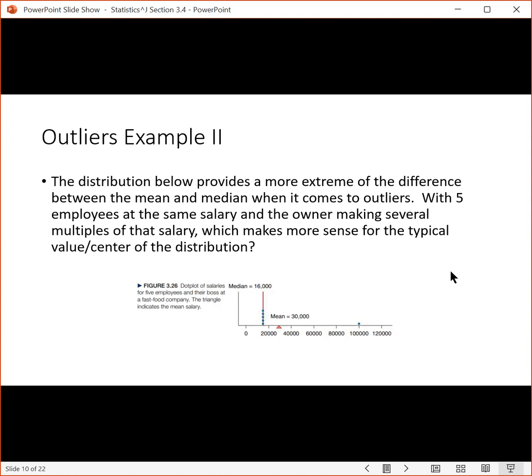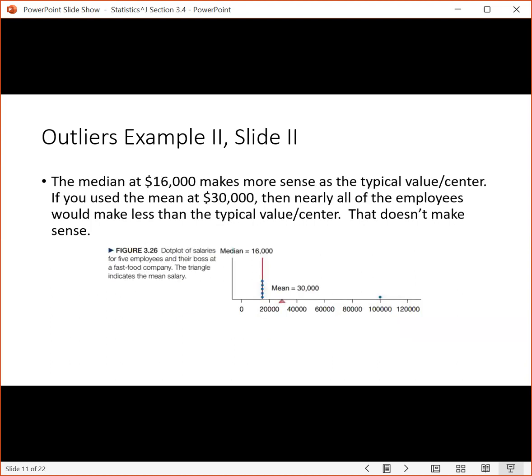All right. So let's look at the next slide. It goes through and basically says all of that. And so, yes, it doesn't make sense to go through and use the mean when you have outliers.